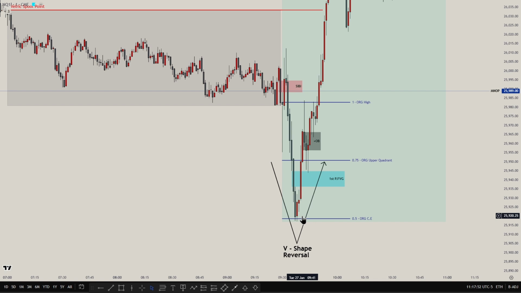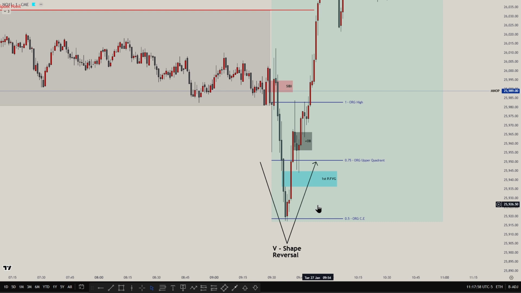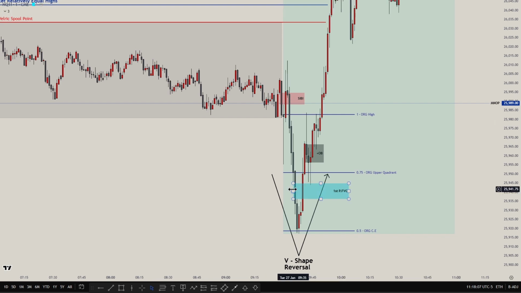Are you correct on your bias? Yes. You get the V-shaped reversal? Yes. Is there a drawn liquidity to the upside? Yes. Is the black belt model in effect? Yes. Then you have a very high probability trade. Very high probability.